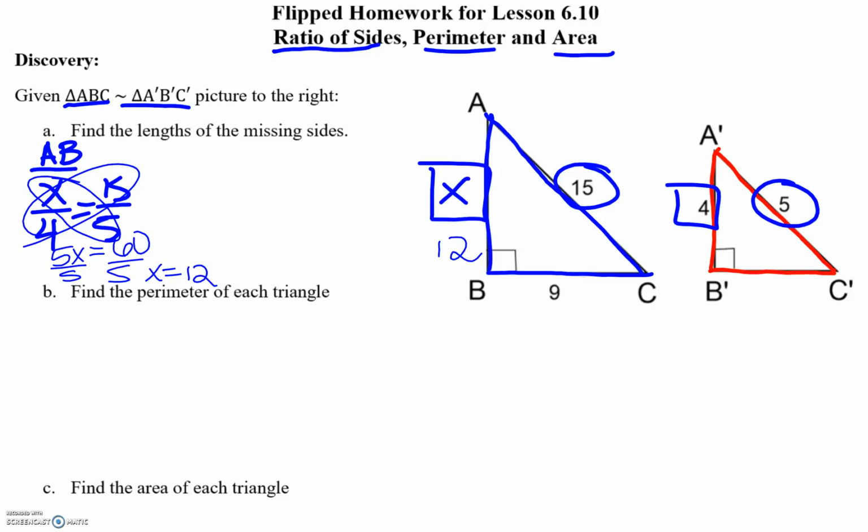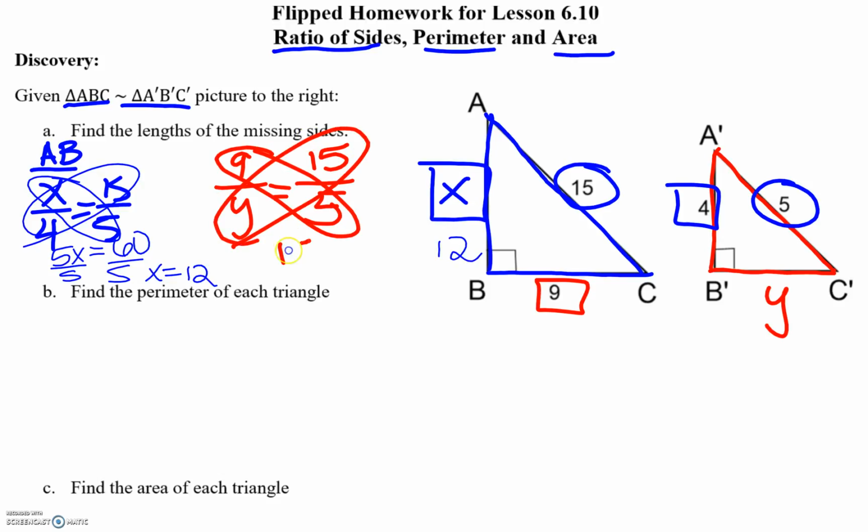And then now we're going to do the same exact thing for B prime, C prime. So again, the left, which is 9 over y, the corresponding side in the other triangle, is equal to 15 over 5. And from here, cross multiply. So you have 15y is equal to 45, divide by 15 on both sides, and your value is equal to 3. So B prime, C prime is equal to 3.